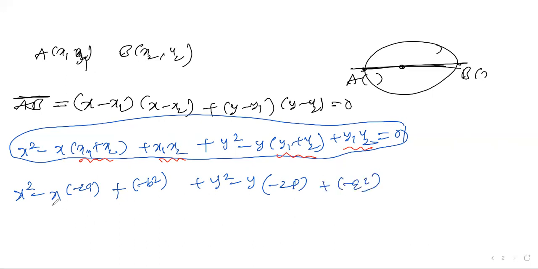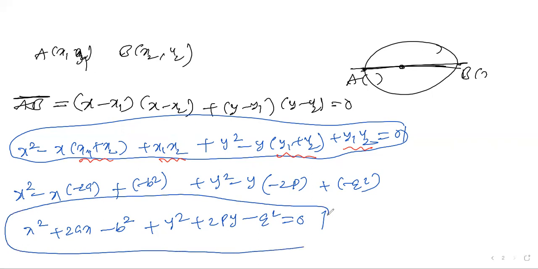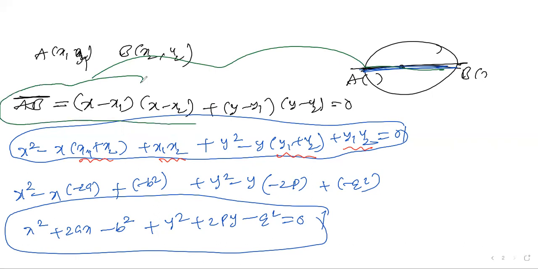Is this clear or any doubt? So this is the final equation: x square plus 2ax minus b square plus y square plus 2py minus q square is equal to 0. This is the final equation with AB as a diameter. So when you want to write it down, the question will start from here onwards. AB is the diameter, the line equation. This is the formula for us, as we know.